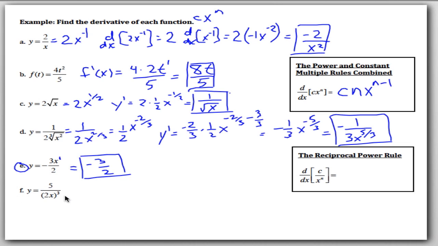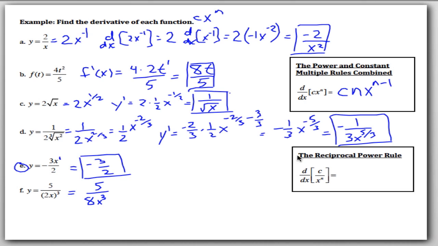Now for letter F, when you see this 2x is in parentheses cubed. So that is different than this cx to the nth. So when you have something in parentheses cubed, you always want to go ahead and cube that. So you get 2 cubed is 8, and x cubed is x cubed. So get it into this form, and then you can find the derivative.